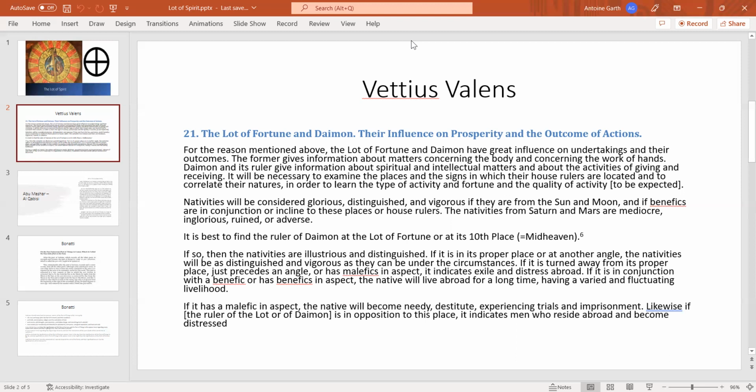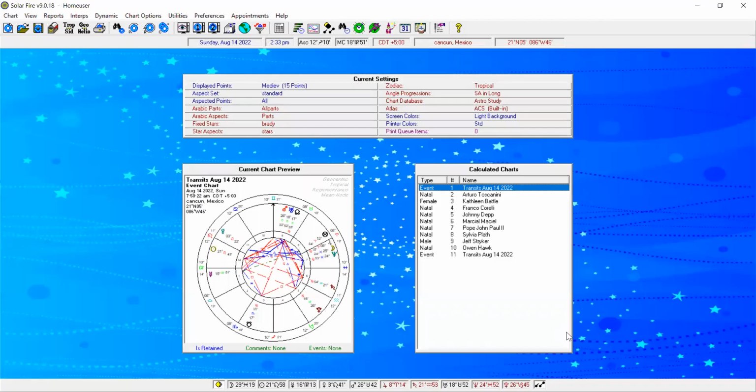For those of you who know what zodiacal releasing is, you do zodiacal releasing of the part of fortune for what's going to happen to the body. You do zodiacal releasing of the part of spirit for what's going to happen in the career. And once again, that's another solar signification.